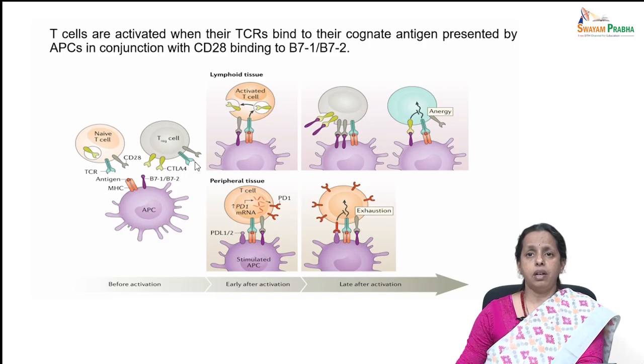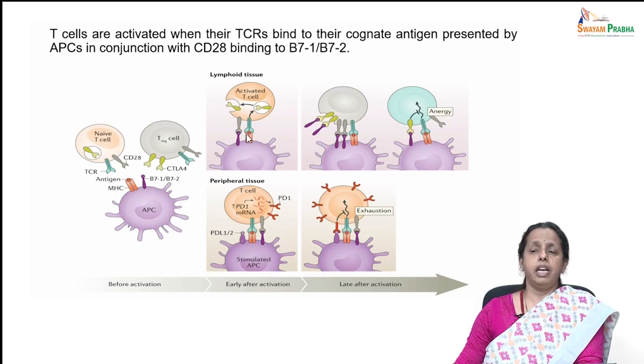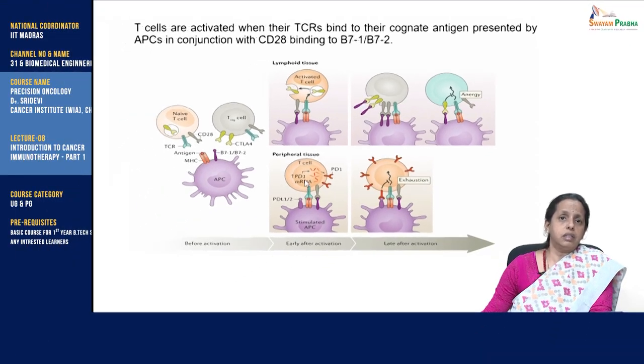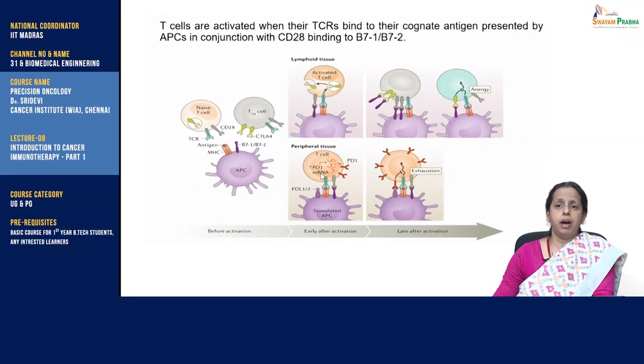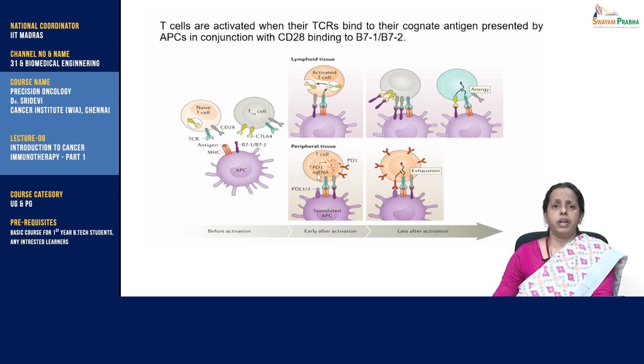So, after that what will happen? T cells in peripheral tissues upregulate PD-1 at the mRNA level during early activation. Here you see PD-1 mRNA. We will discuss what this PD-1 is later, or we discussed it during one of our classes on the hallmarks. Now, after activation in the lymphoid tissue, what will happen?